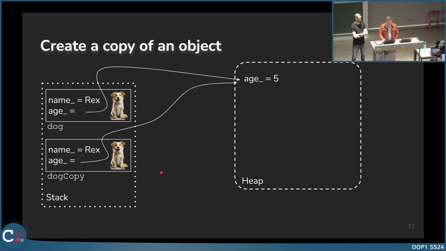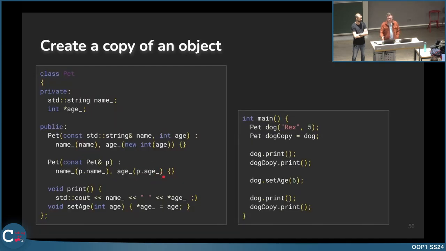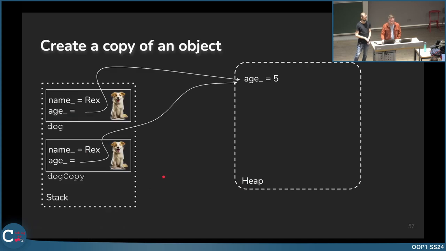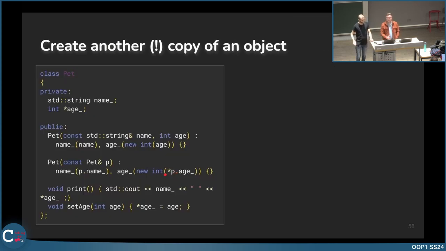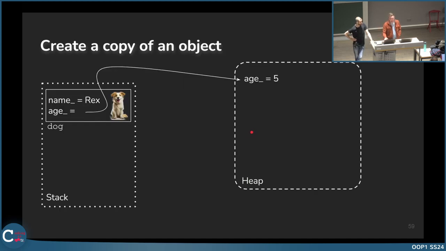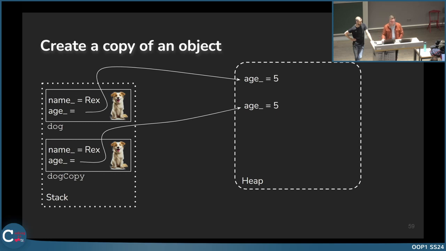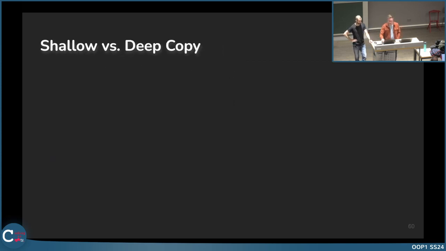So instead of this example where I just copied age, I said, okay, I need some space on the heap. Please give me the space on the heap. And then this changes to this, where I have two separate spaces. And that's a cool thing, because if I would change it in the shallow copy example, then I would change it for both dogs. And this is not what I actually want to do, because I want to deal with the copy in a different way. So that's the idea behind deep copy and shallow copy.